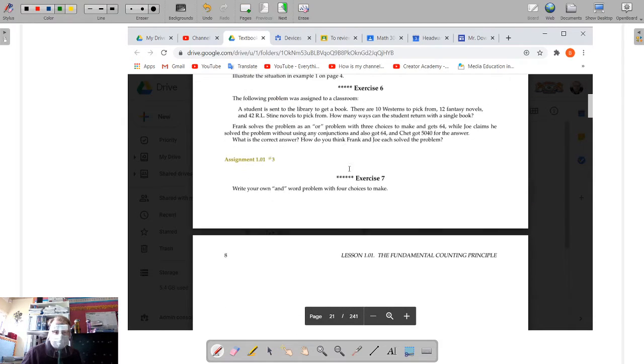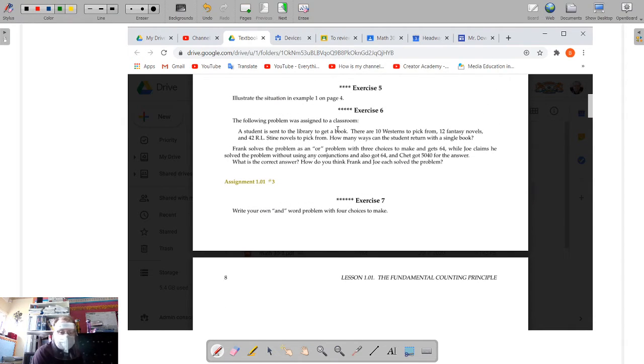Now, exercise 6. A student is sent to the library to get a book. 10 westerns, 12 fantasy, and 42 R.L. Stine novels. How many ways can they return with a single book? So Frank says it's an or problem. You can have 10 westerns, or 12 fantasy, or 42 R.L. Stine, because you're only picking one book. So 10 plus 12 plus 42 makes 64.